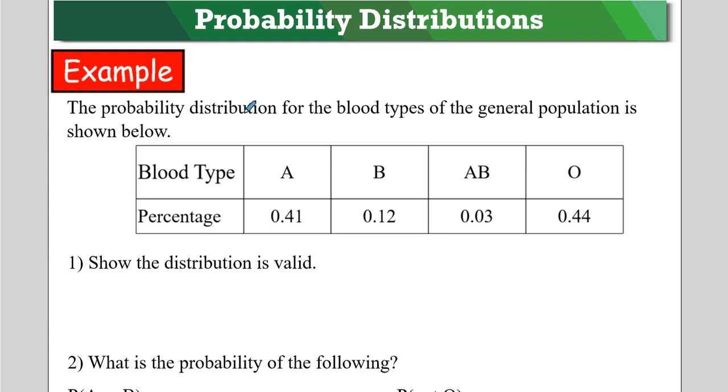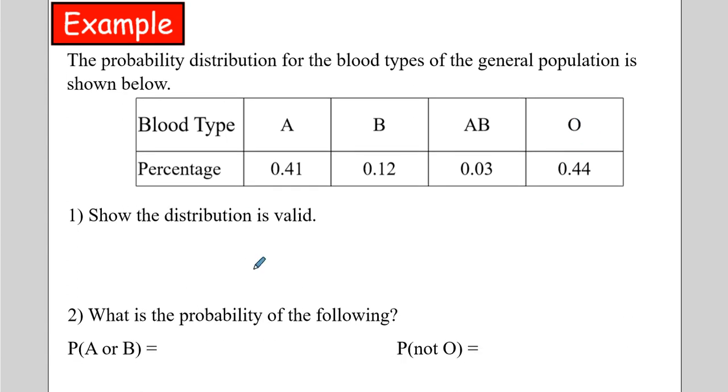So here's a probability distribution for the blood types of the general population. 41% of the population has type A blood, 44% has type O blood. First thing I might be asked to do is show that the distribution is valid. So the first thing I need to do is check that each of these is between 0 and 1. So I just say that.